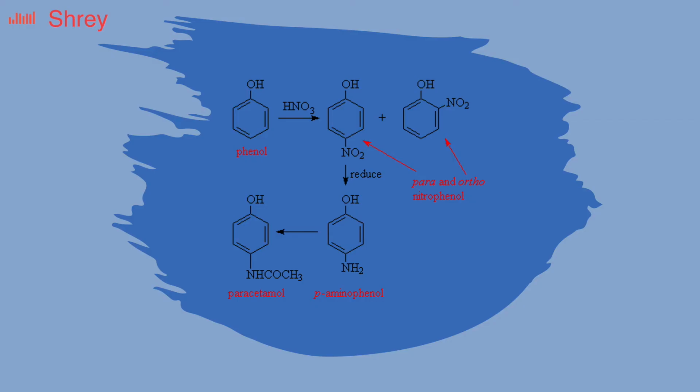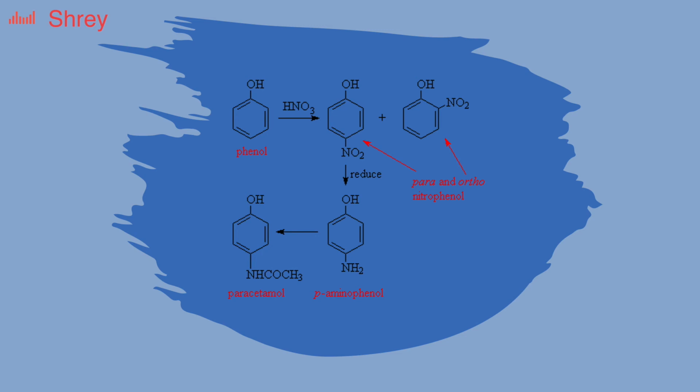Paracetamol is a mass-produced drug used by pretty much everybody to relieve pain, and it's estimated that in the UK 6,300 tons of paracetamol is produced every year. We start with phenol, and phenol, for those that are not familiar with organic chemistry, is a benzene ring with an alcohol group or hydroxyl group attached to it.